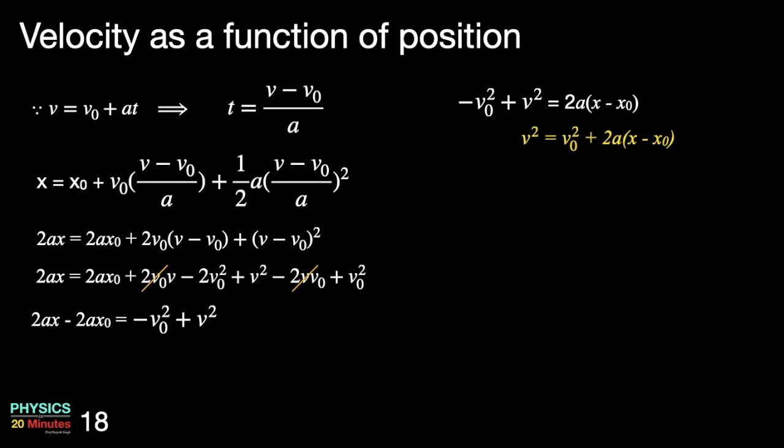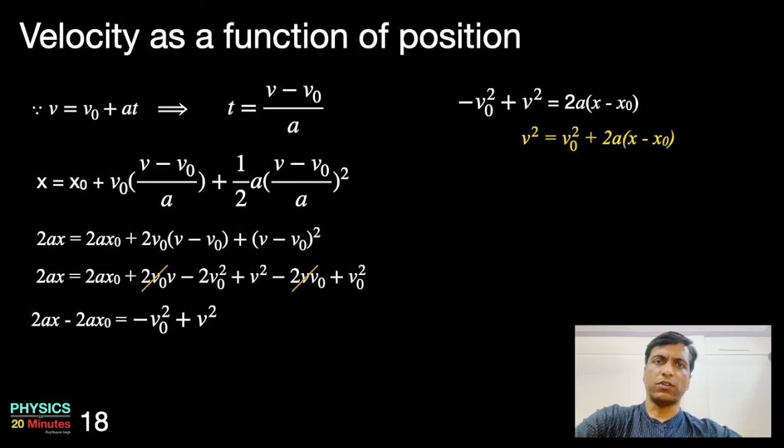Here x minus x0 is a displacement. So if the displacement is given to you, you can find out the velocity v using this formula. This is sometimes referred to as the fourth kinematical equation.